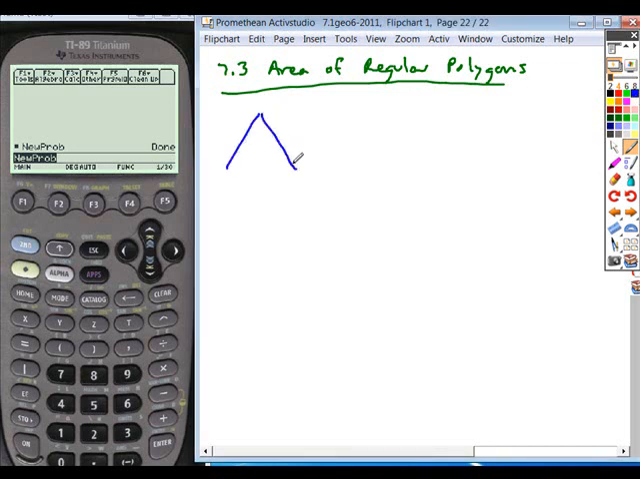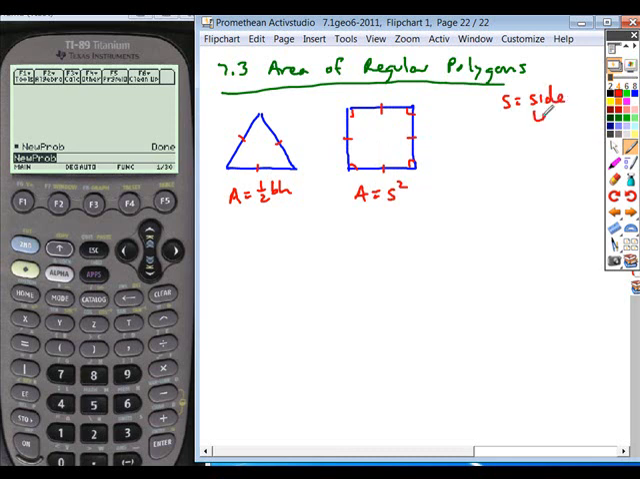Okay, now we have two regular polygons that we already have formulas for, right? The two that we just saw in that last example, and that is an equilateral triangle. If we're dealing with an equilateral triangle, you simply use the simpler formula, 1/2 base times height. And if we have a square, simply use the area formula for a square, which was s squared. Once again, we can see on here s represents the side length.